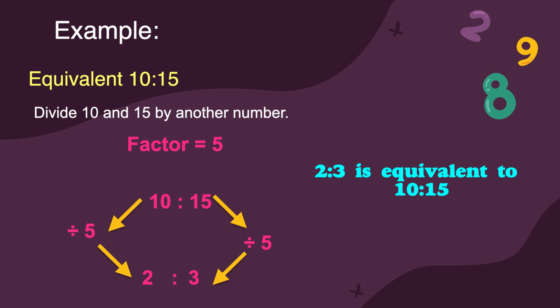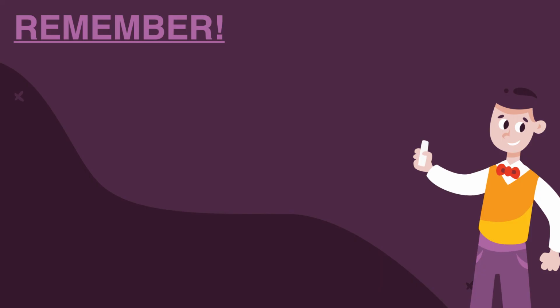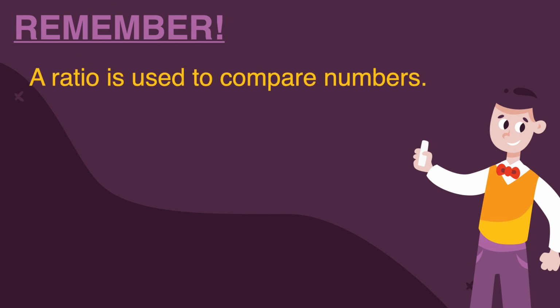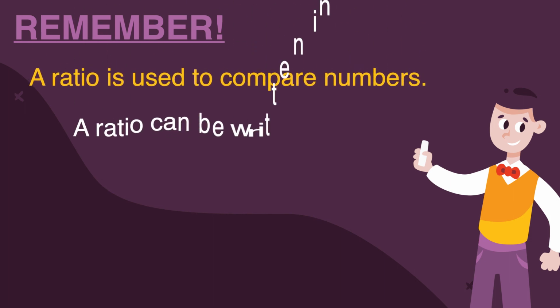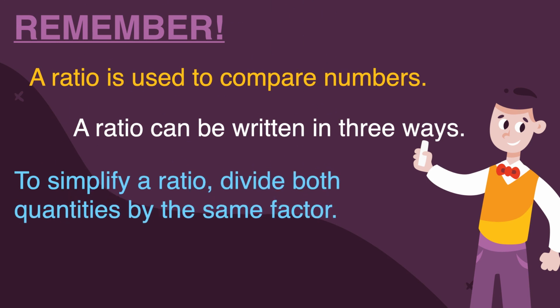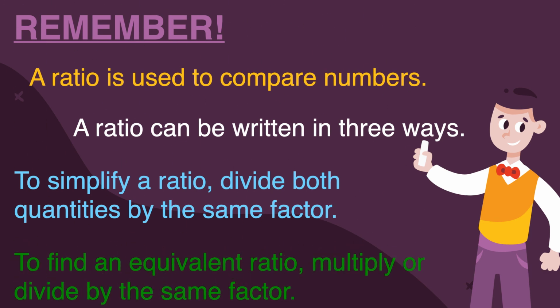Now let's review. Remember, boys and girls, that a ratio is used to compare numbers. We can write ratios in 3 different ways. To simplify a ratio, divide both quantities by the same factor. To find an equivalent ratio, multiply or divide by the same factor.